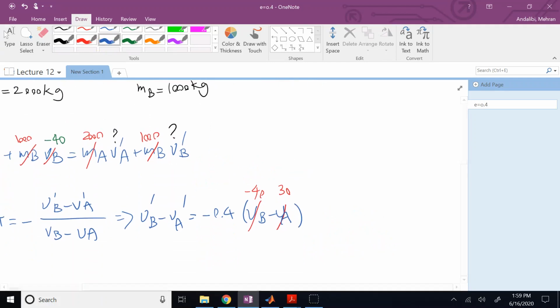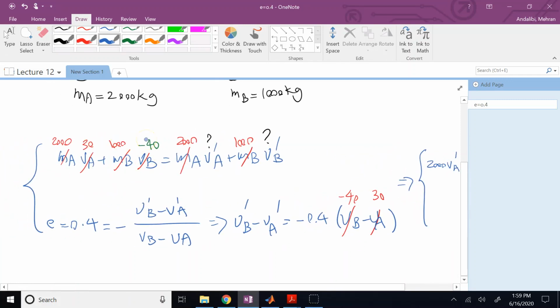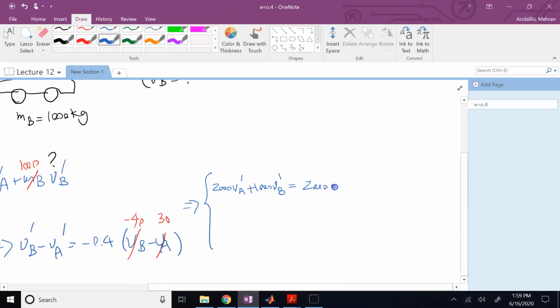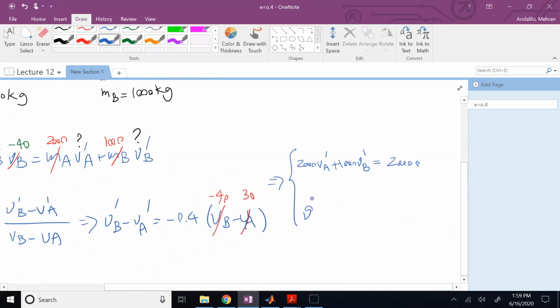So if I simplify, I get a 2x2 linear set of equations, which says 2,000 V prime A plus 1,000 V prime B is equal to the left-hand side, which is 60,000 minus 40,000, so it's 20,000. And then here you will have V prime B minus V prime A is equal to negative 40 minus 30, that's negative 70. The negatives cancel, 70 times 0.4 is 28. Okay, so this is when you simplify.